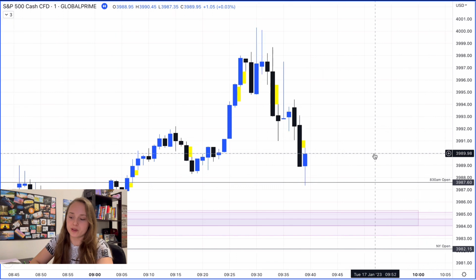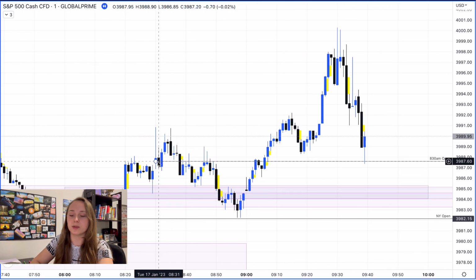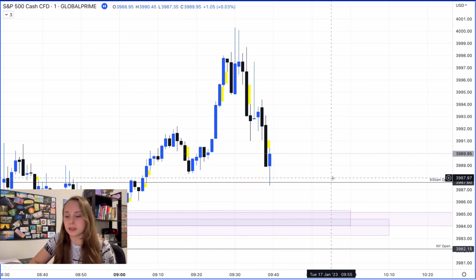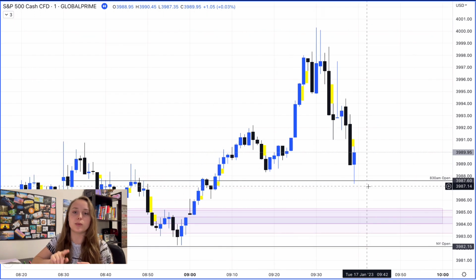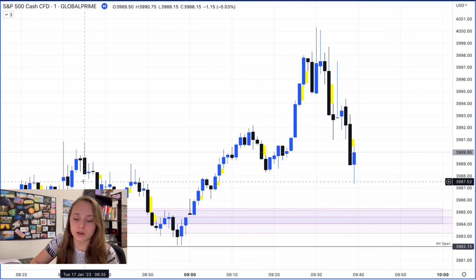Okay, so another thing that ICT says to do is mark up your 8:30 a.m. opens, because you can also use your Judas swing for that. So because of that, I marked up the 8:30 open. I do NY open and 8:30 open. I make a horizontal ray. Here, I'll show you right now. So 8:30 happened.